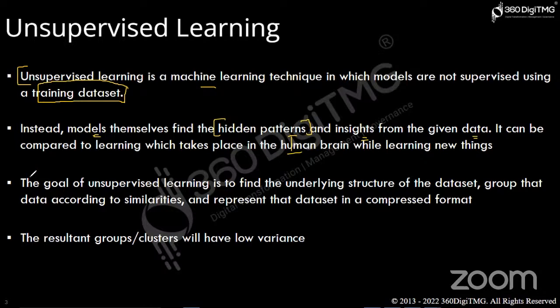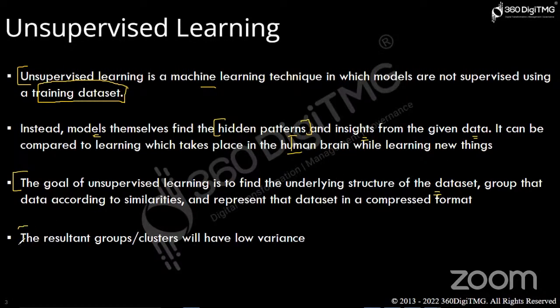The goal of unsupervised learning is to find the underlying structure of the data set. So group the data set accordingly with the similarities, and it will be represented in the data set separately. All these clusters can be separated, and they can be labeled. That is the main goal of unsupervised learning. It could be clustering or subclustering or anything. We are trying to group the data according to the similarities.